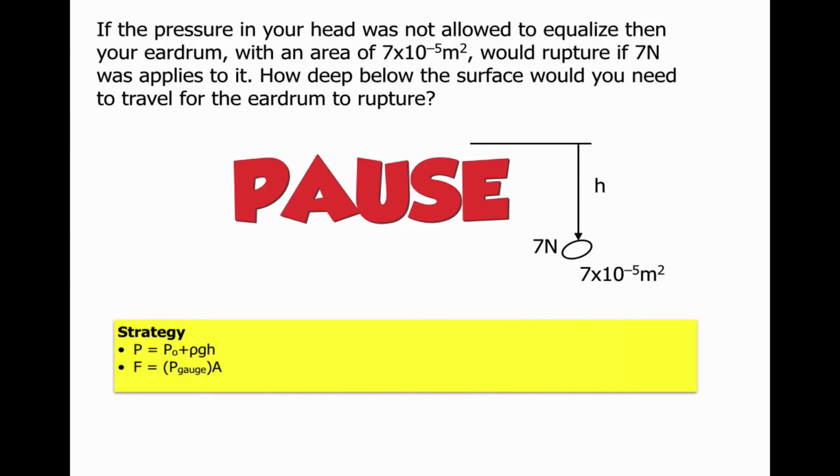So here's one of the strategies that you may have come up with. The strategy is P equals P naught plus rho g h, F equals P gauge pressure times the area, which is correct, except it's not well written. It's too much math formulas. So let's take a look at what it looks like and then talk about how we'd write it out.